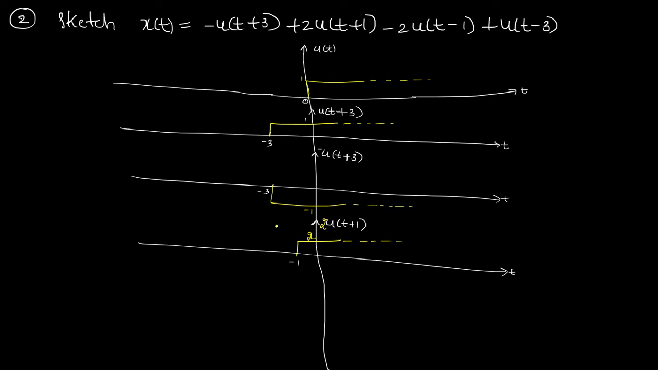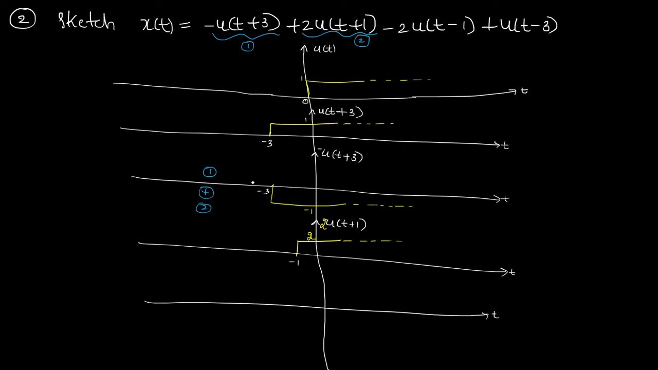Now which 2 signals I have to add? Consider this is my first signal and this is my second signal. Both of them you should add so that you will get this part of the answer. That I will do.